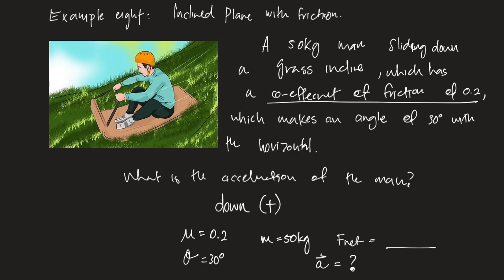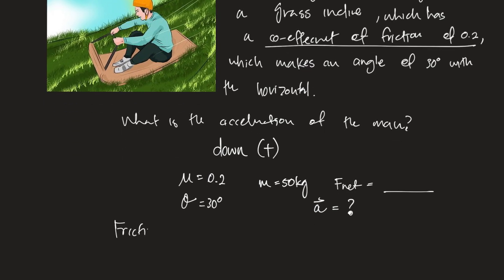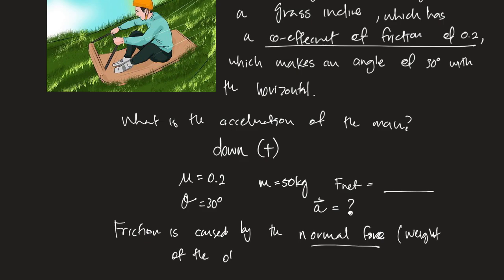Now, once all of this is sorted out, I need to understand that friction opposes motion, right? So friction is caused by the normal force. In other words, it is caused by the weight of the object pushing down on the inclined surface.